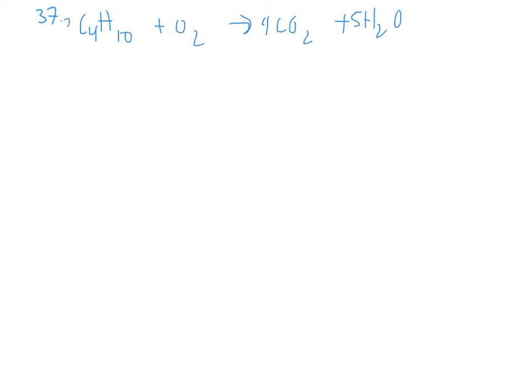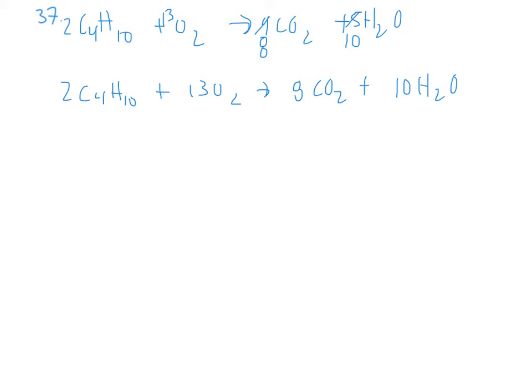So instead I'm going to double this to 2, 13, change this to 8, and double this to 10. So if I just rewrite that, 2C4H10 plus 13O2 will yield 8 CO2 and 10 H2O. So that was question A.